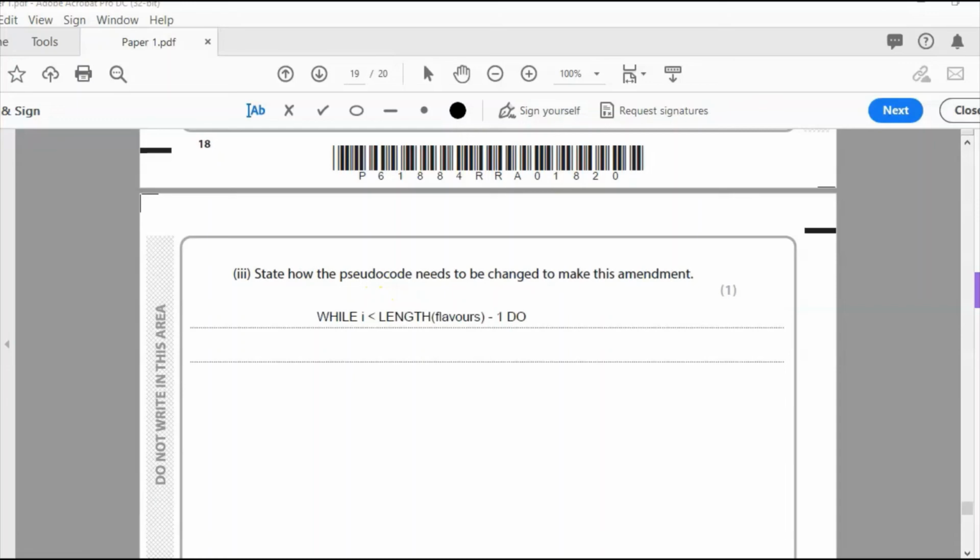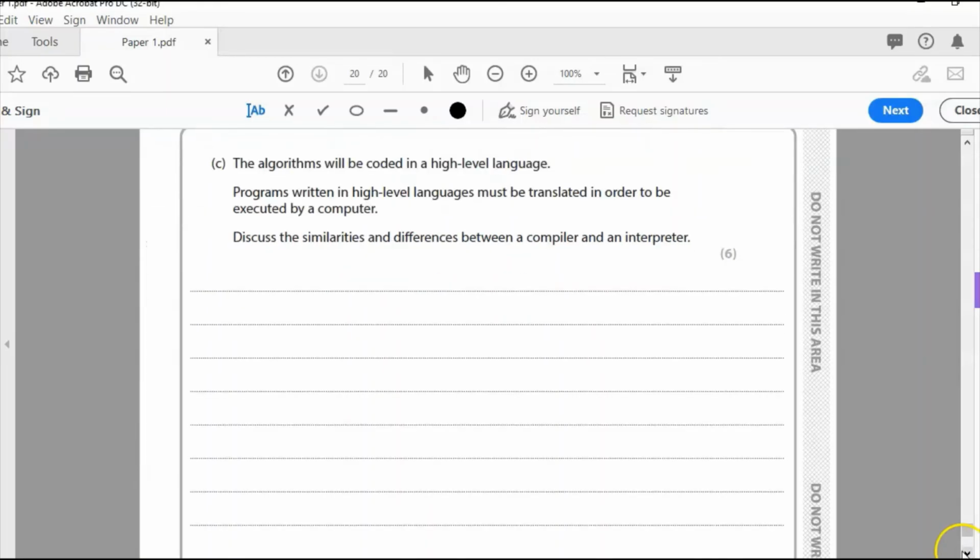Now, I would change this to while I is less than length of flavors minus 1 do. Why the minus 1? Because as we said, array indexing starts at 0. So if there were 8 elements in the array, we wouldn't want to go to 8. We'd want to go to 7, which would be actually the 8th element. 0, 1, 2, 3, 4, 5, 6, 7. So put length of the array 8 minus 1. So it goes from 0 to 7. And that is the answer for number 3.